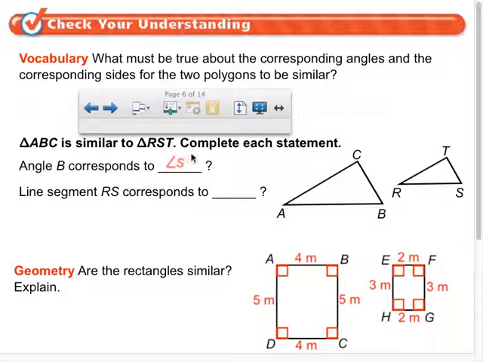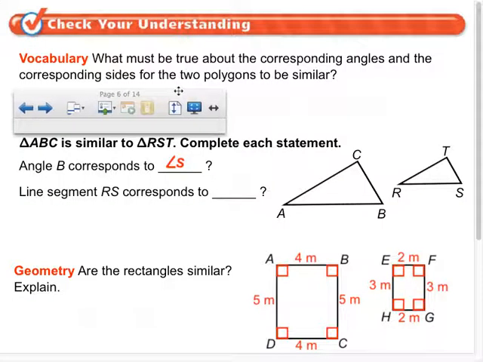You're answering that question, but we're trying to answer this vocabulary question up here. What must be true about that? What do we know about angle B and angle S? They correspond, but what do we know about them? Caden? So let's say this is 45 degrees. What do we know about angle S? If angle B is 45 degrees, what does angle S have to be?